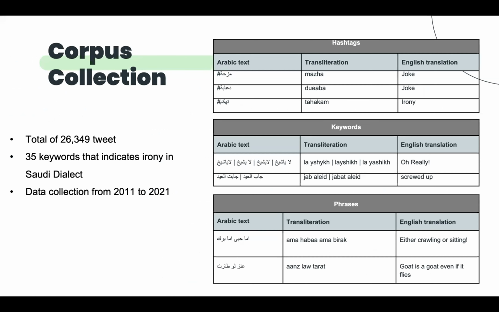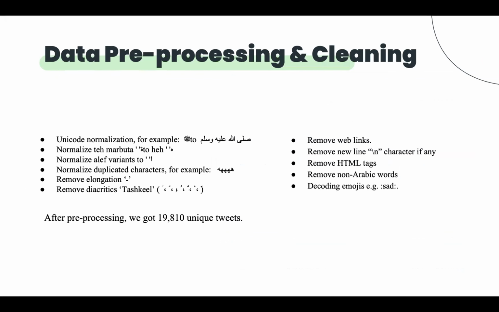We used hashtags such as mushadu'a and batahakum, which mean joke or irony. And also we used some keywords that reflect irony, and some phrases also. You can find the rest of the 35 in our paper, but here are some examples. The data collection covered the last 10 years from the data collection time, from 2011 to 2021. Before we used the model, we first did some data pre-processing and cleaning.